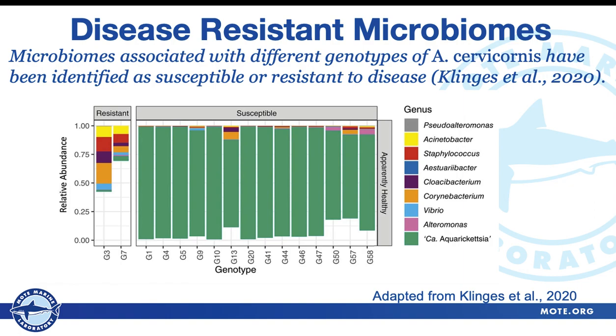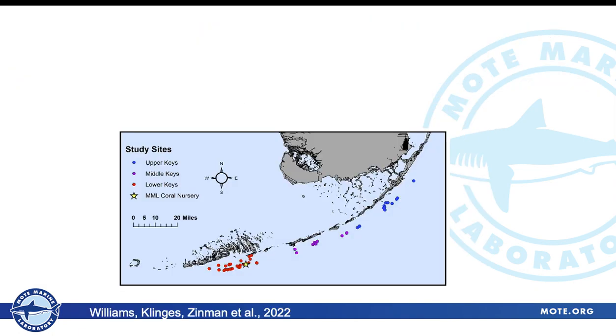Given this link between Aquarickettsia and disease-susceptible staghorn corals, investigating staghorn coral microbiomes across the Keys could give us insight into potential geographic associations of Aquarickettsia and disease-resistant staghorn corals, which could potentially be harnessed for restoration purposes.